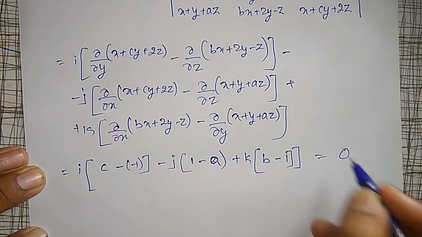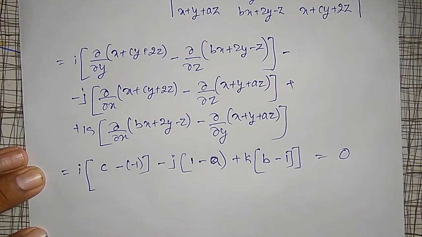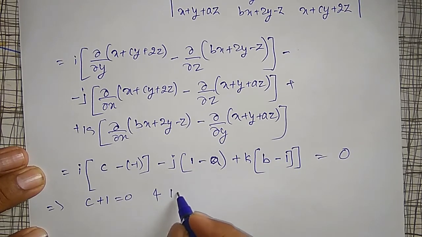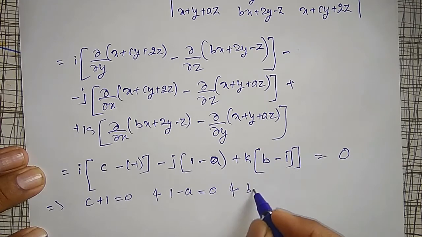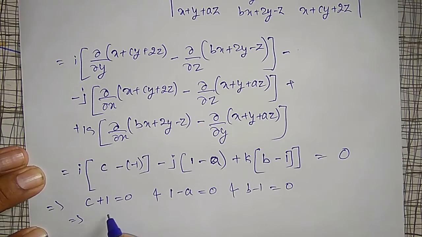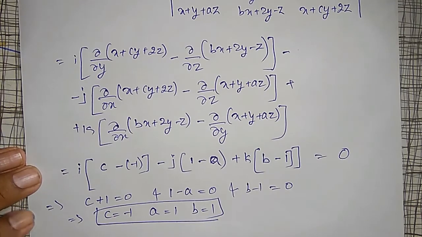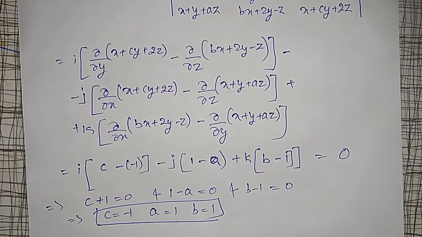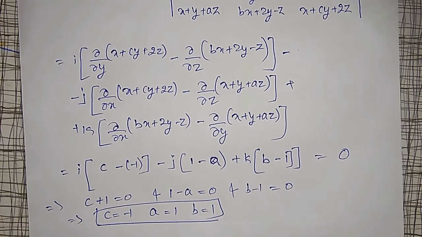This vector is equal to 0, and the vector is 0 provided the coefficients of i, j and k are equal to 0, which implies c plus 1 is equal to 0, 1 minus a is equal to 0 and b minus 1 is equal to 0, which implies c is equal to minus 1, a is equal to 1, b also is equal to 1. These are the values of a, b, c where F is irrotational or conservative force.